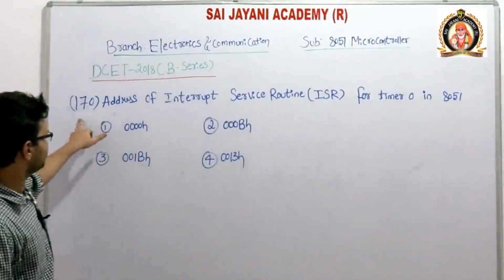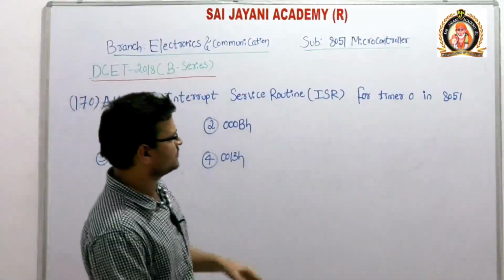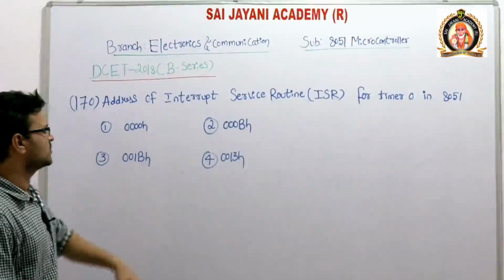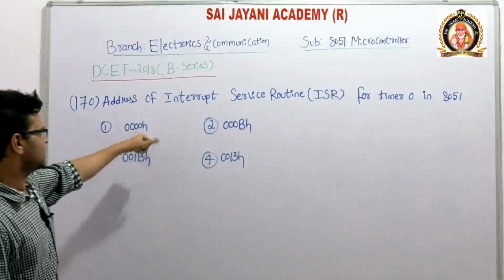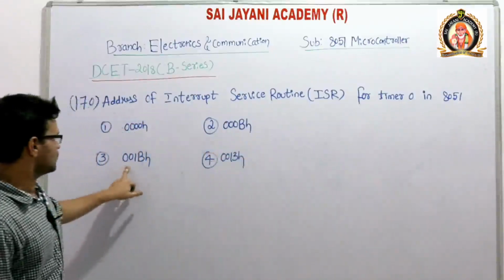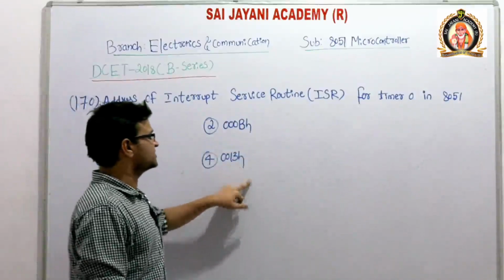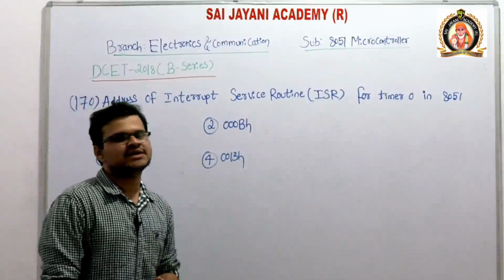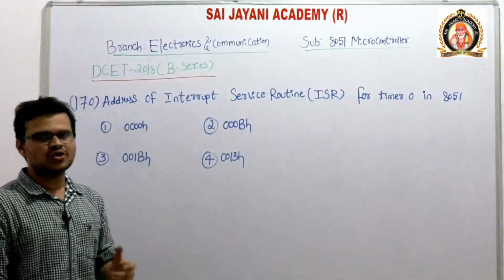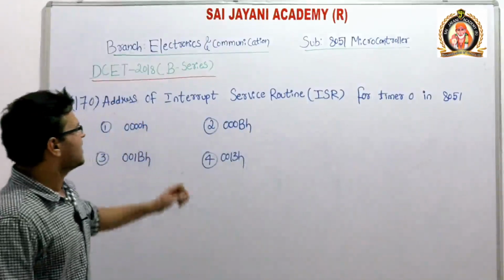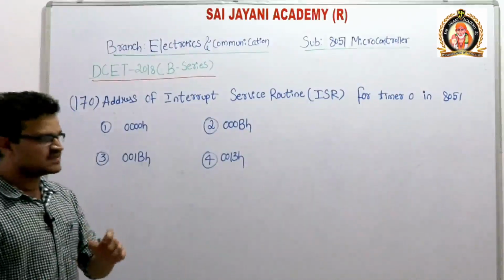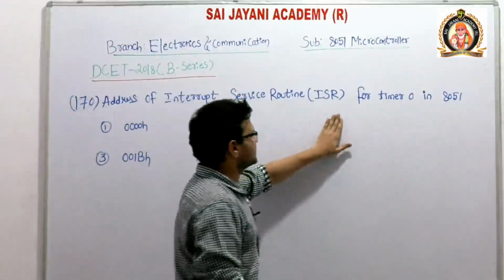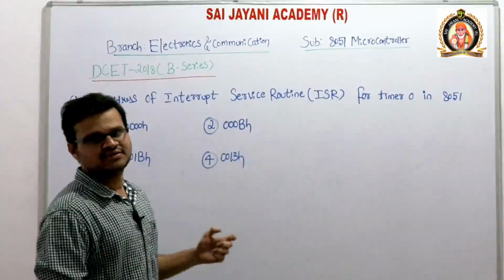Question 170: what is the address of the interrupt service routine, ISR, for timer 0 in the 8051 microcontroller? The options are given below as 0000H, 000BH, 001BH and 0013H. Before solving this, we have to know the concept of an interrupt. What is meant by an interrupt? An interrupt is a signal which halts the normal execution of a program, and its main aim is to service the devices. The service is done at the interrupt service routine, which has an address for each different interrupt.